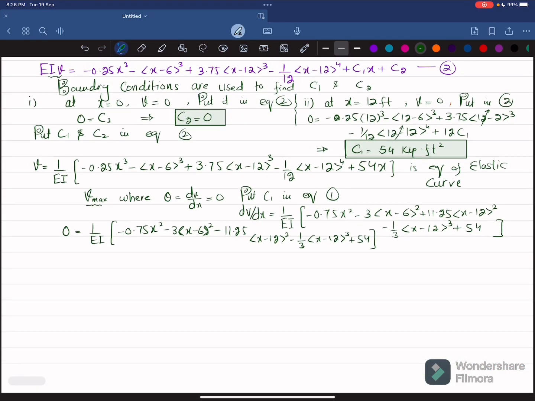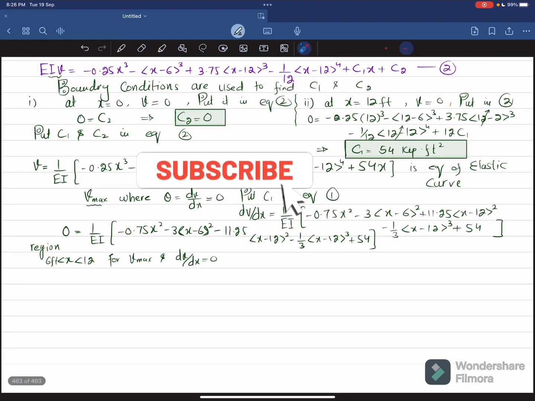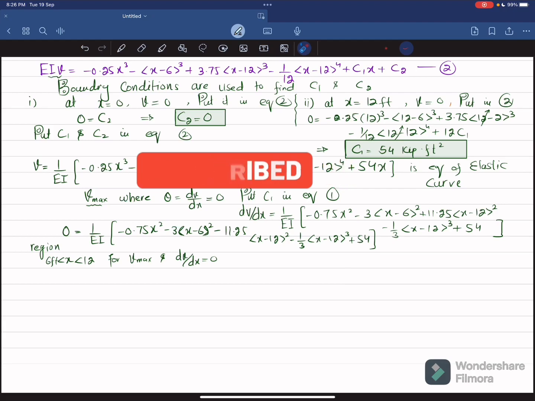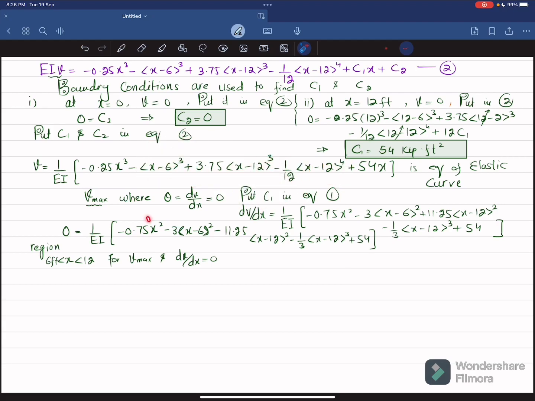So I will write region x is greater than 6 feet and less than 12 feet for V max, and dv over dx is equal to 0. So replace x is greater than. So if x is greater than 6, so we will have this value, and if x is greater than 6, for example, and less than 12, so this term will be negative, and anything inside Macaulay bracket that is negative will be considered 0, and this will be also 0.